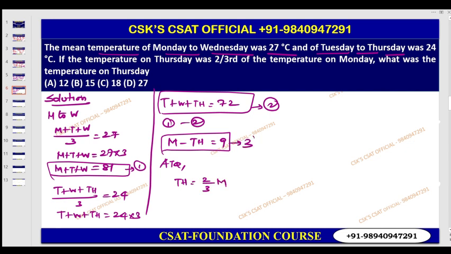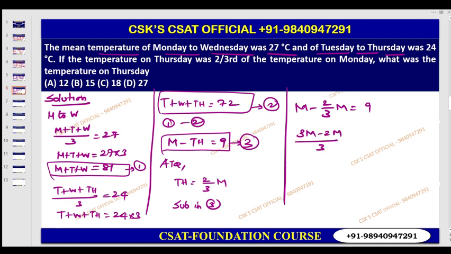Substitute in the third equation. So therefore Monday minus 2 by 3rd of the Monday is equal to 9. Now take the LCM. 3m minus 2m by 3 is equal to 9. Cross multiply. 3m minus 2m is equal to 27. So therefore m is equal to 27. Monday you found as 27.